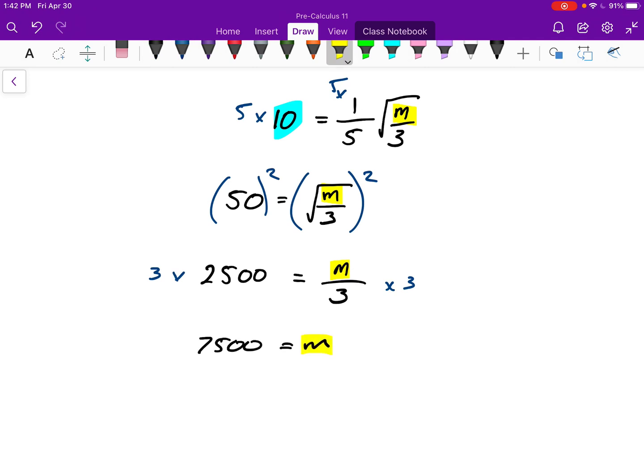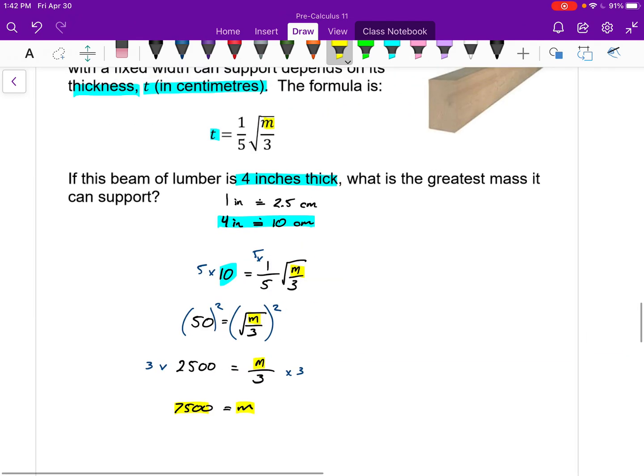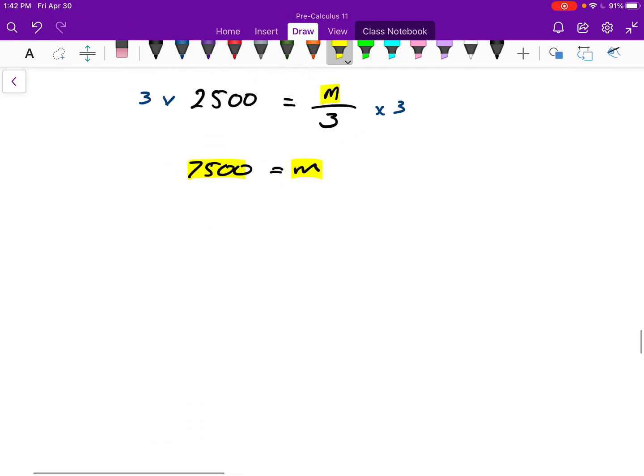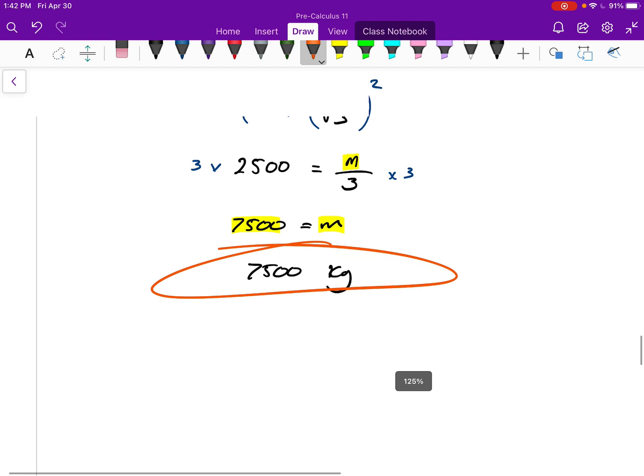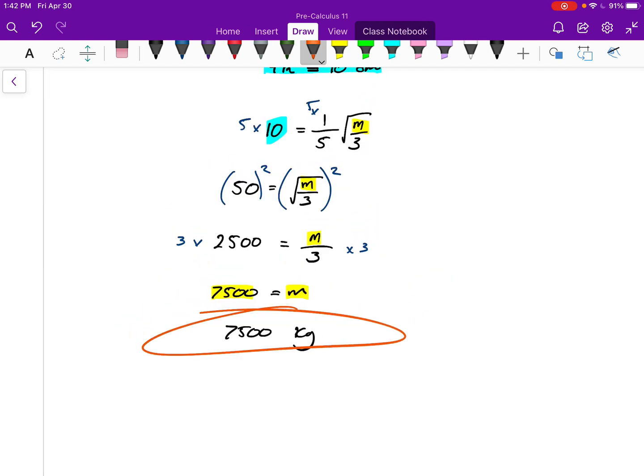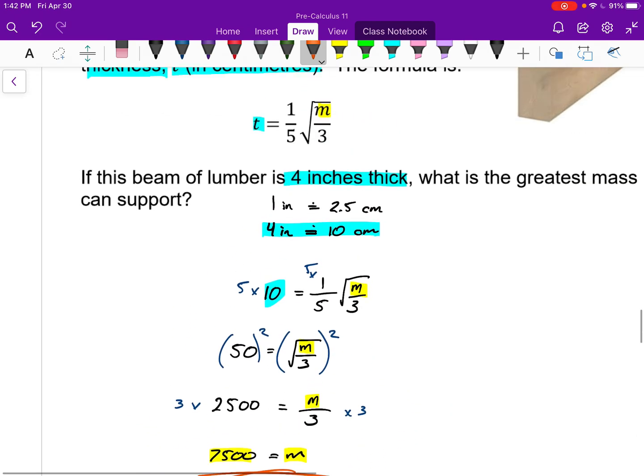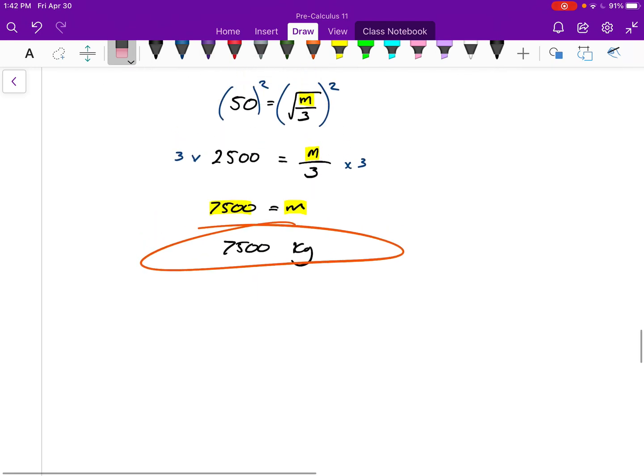I've solved for m. And m is the mass in kilograms, I think it was. Yep. So the answer is about 7,500 kilograms. It's a lot. All right. And then again, I guess I should say I should check, but I can check pretty quickly. If I just put 7,500 right there, it will equal 10. But yes, I really should always check. But it works, so I guess I checked.